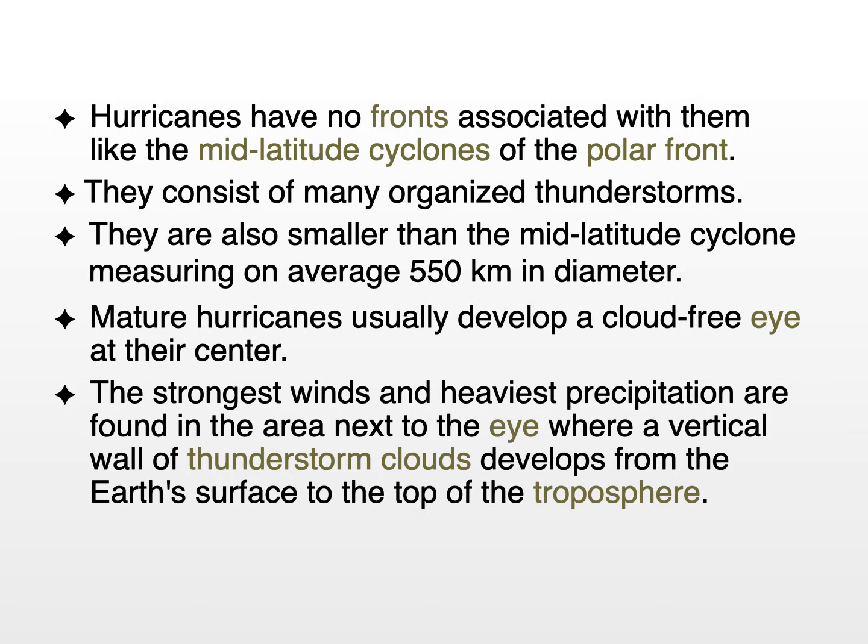Most hurricanes die for 2 reasons. Either they move onto land and lose the latent heat associated with evaporating seawater, or they move into cold ocean currents or ocean conditions. The strongest winds and heaviest precipitation are found in the area just adjacent to the eye, and the eyewall basically consists of a vertical wall of thunderstorm clouds that extend from the Earth's surface to the top of the troposphere.